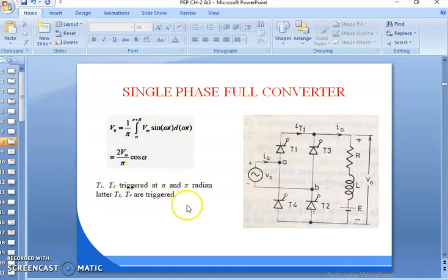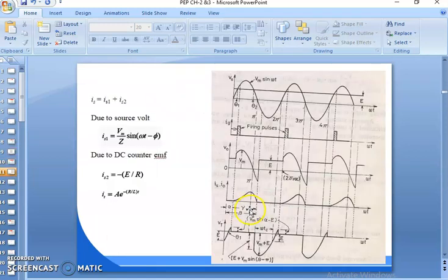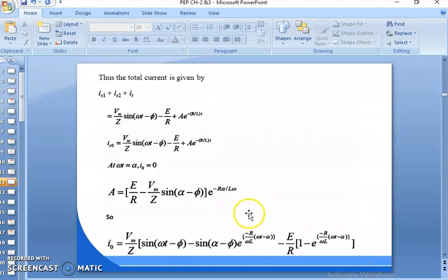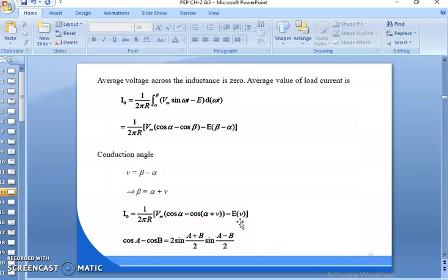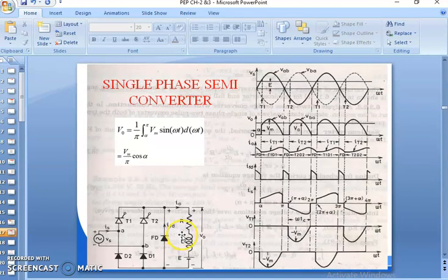And T1 T2 are triggered at alpha and T3 T4 are triggered pi radian later, in a particular sequence. So this is all about the average output voltage and average output current. Then the average output current I0 is equal to 2 Vm by pi R into cos alpha. This is all about the single phase full wave converter with RLE load.